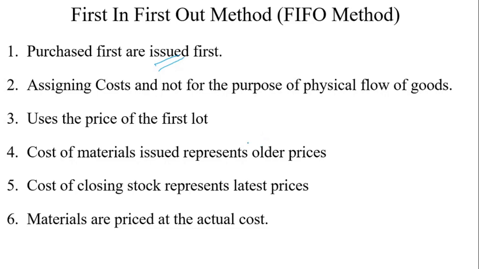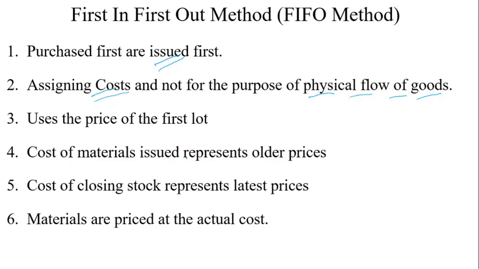This FIFO method is used for assigning of cost, but not for the purpose of physical flow of goods. This is in no way connected to the physical flow of goods. It is basically assigning the cost, and this method uses the price of the first lot for issuing of materials to the production department. Once the first lot, that is the first batch of materials, is over, then it goes to the second batch, that is the second purchase of materials.